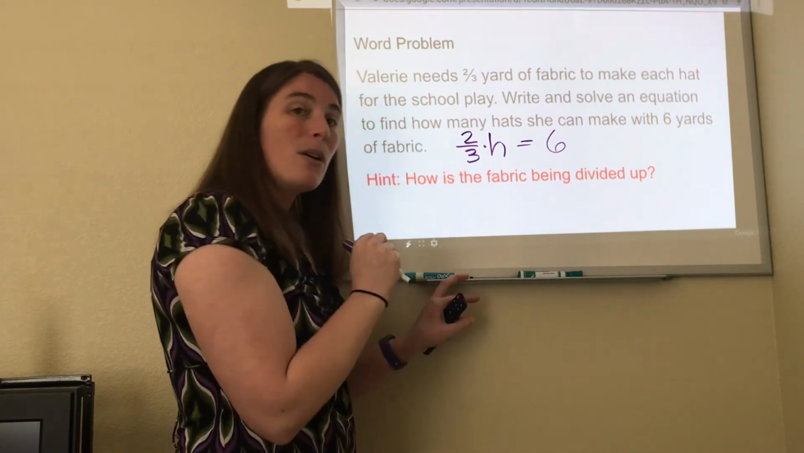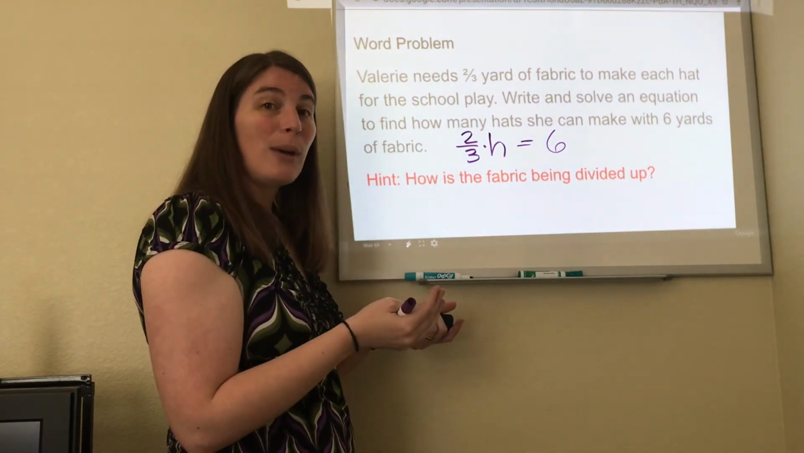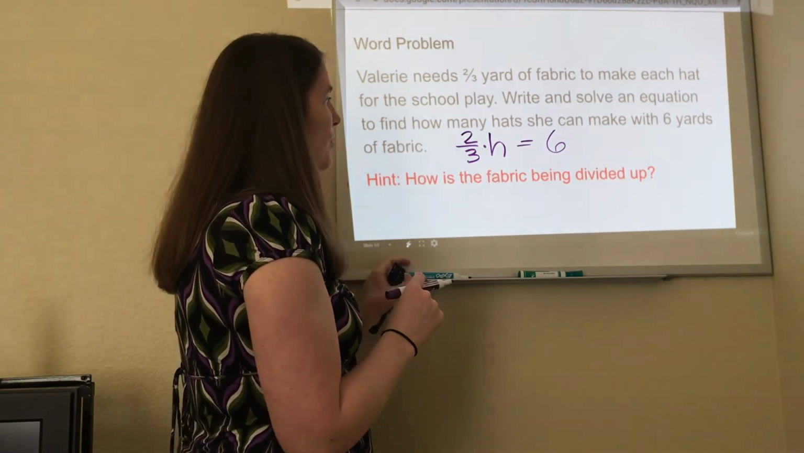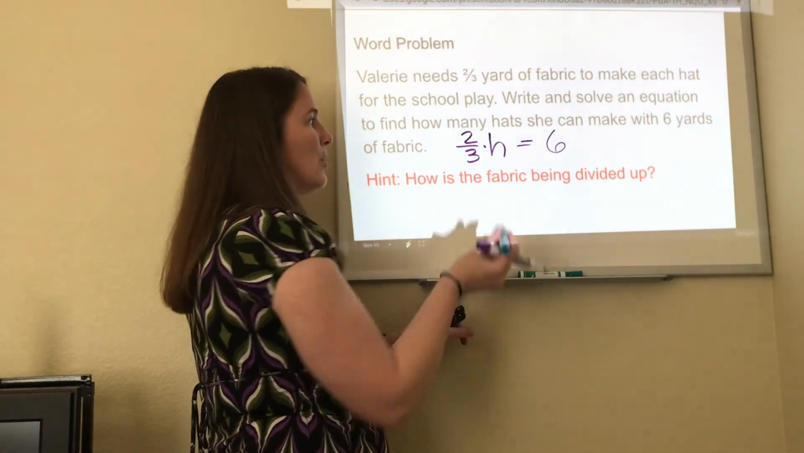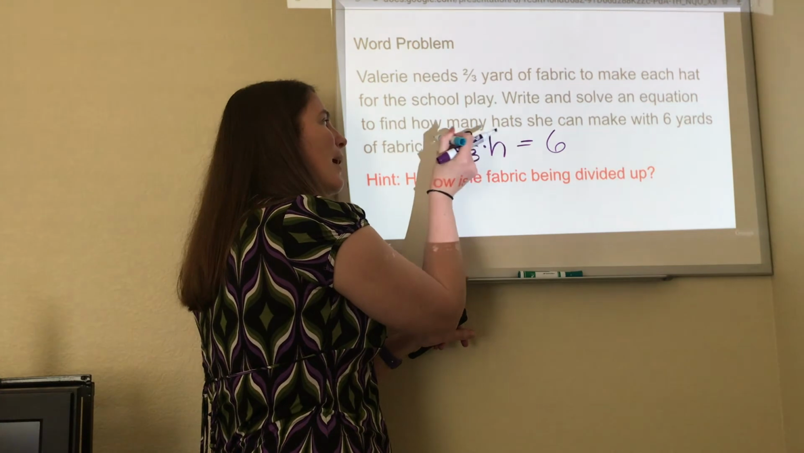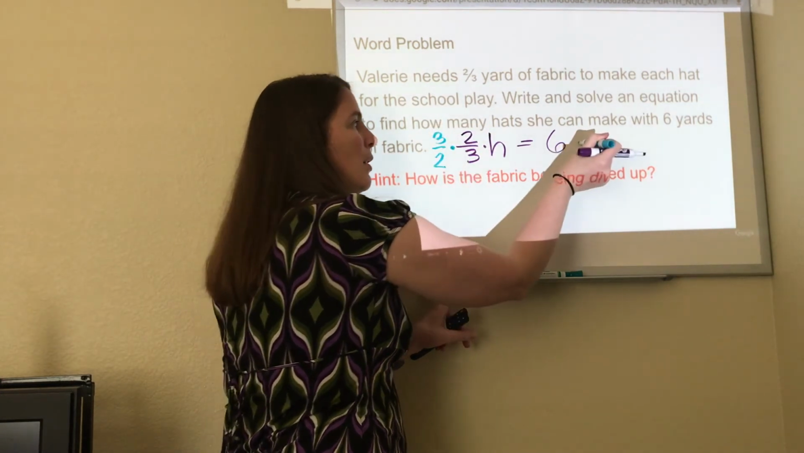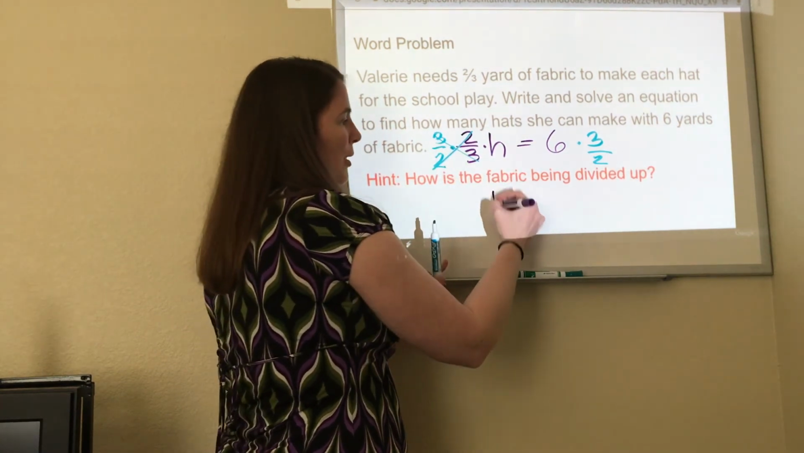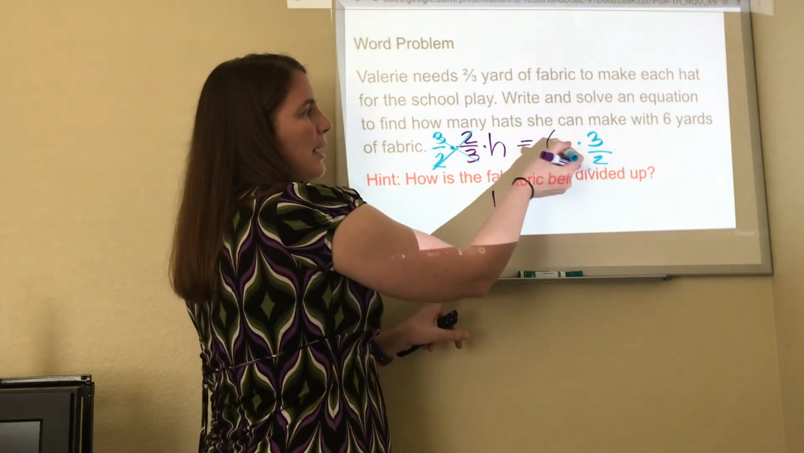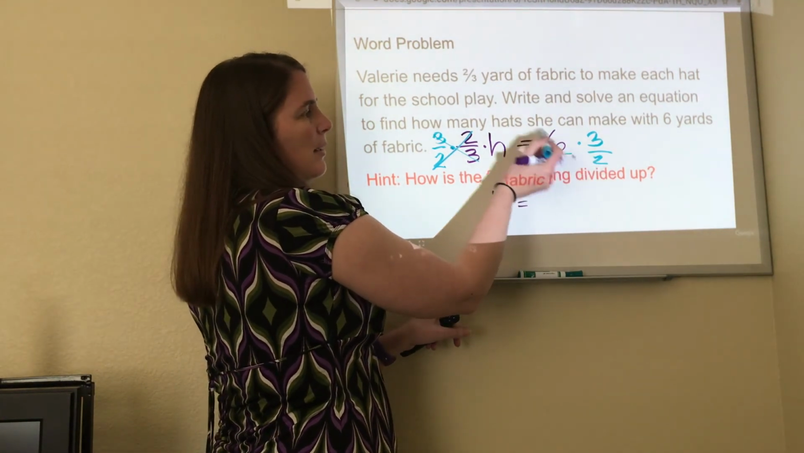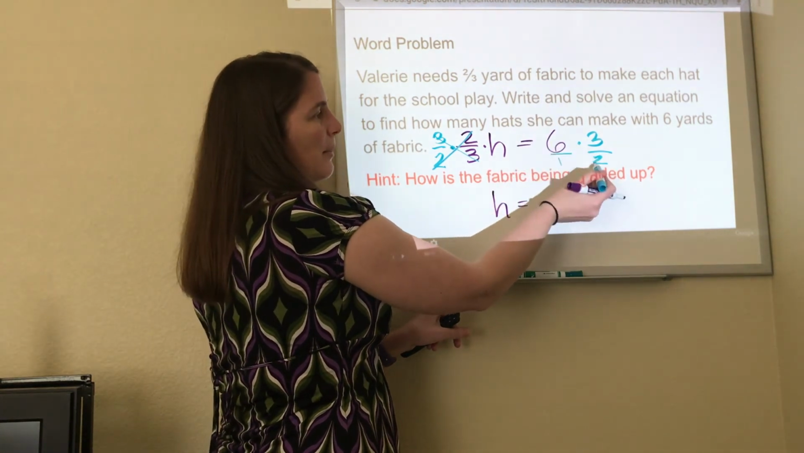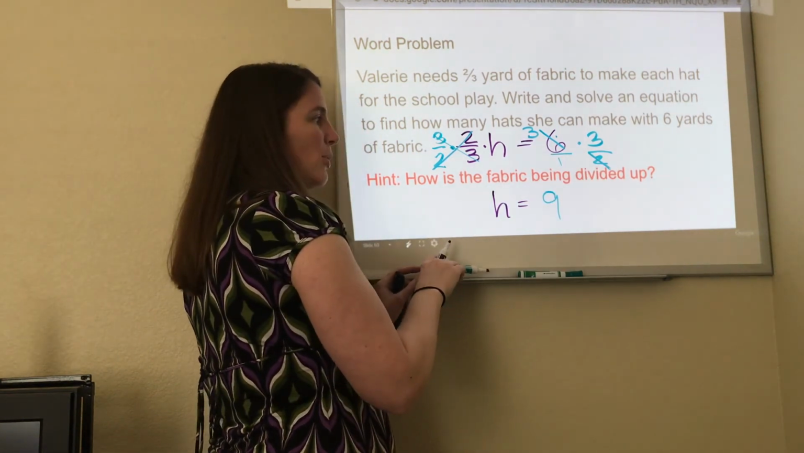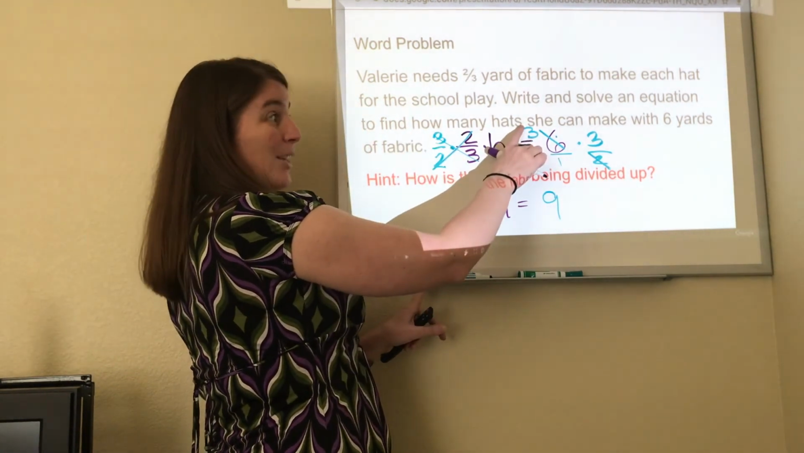But we don't know how many hats we have. That's what we have to figure out. But we know that we have 6 yards. So in this case, we are going to solve this equation. So this is 2/3, so I'm going to multiply by the reciprocal, which is 3/2. So multiply by 3/2. So this cancels out, so I'm left with h on the left. And then 6, and I like to cross cancel here. So 6 divided by 2, that's just 3. So 3 times 3 is 9. So I get h equals 9, and what does that mean? How many hats she can make.